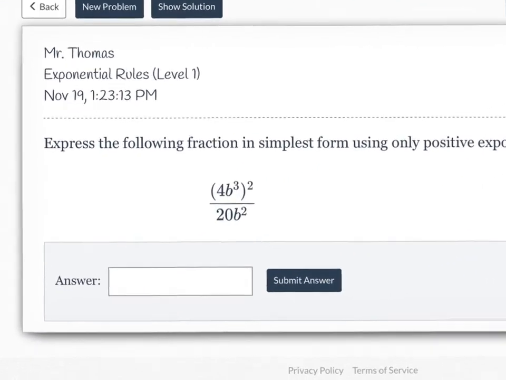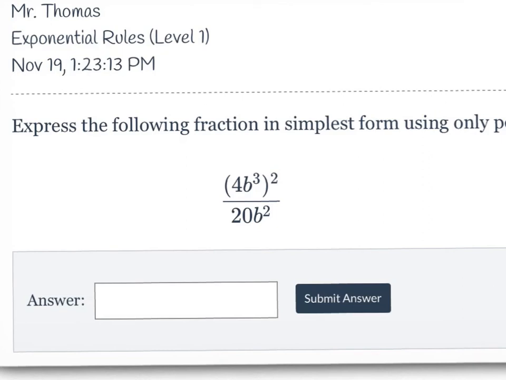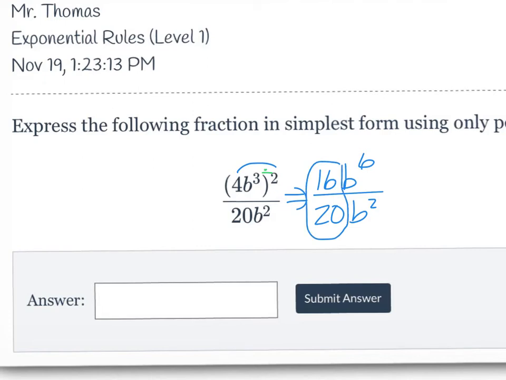Express the following fraction in simplest form using only positive exponents. So something very similar here. First thing you want to do your 4 to the 2nd, that's 16. Then do your power to a power, which we just got through saying you multiply. So that's 3 times 2, which would be 6. So b to the 6th. On the bottom, there's nothing to simplify. Okay, now do this on your calculator. Do your alpha y equals, type in 16 over 20. It'll reduce it for you. 4 goes into both. 4/5.